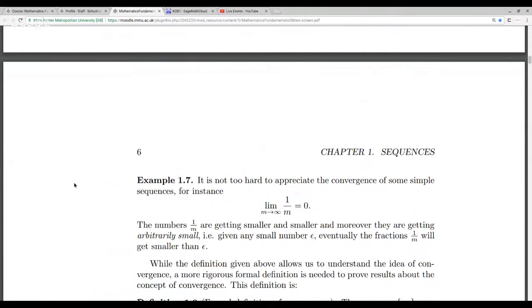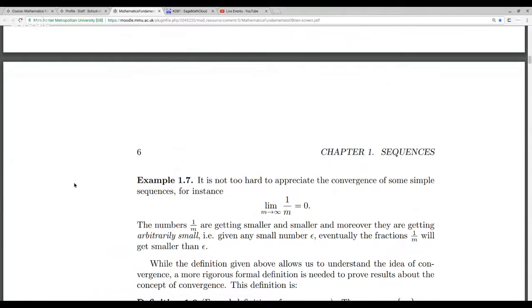Now, what happens to 1 over n as n gets larger and larger? Hope everybody's familiar with the idea that if you have a fraction 1 over something, and the bottom is getting larger and larger in value, the fraction is going to be getting smaller and smaller. And it's going to continue to get smaller and smaller the larger and larger you make the denominator. So it's not too hard to appreciate that this is converging to 0.